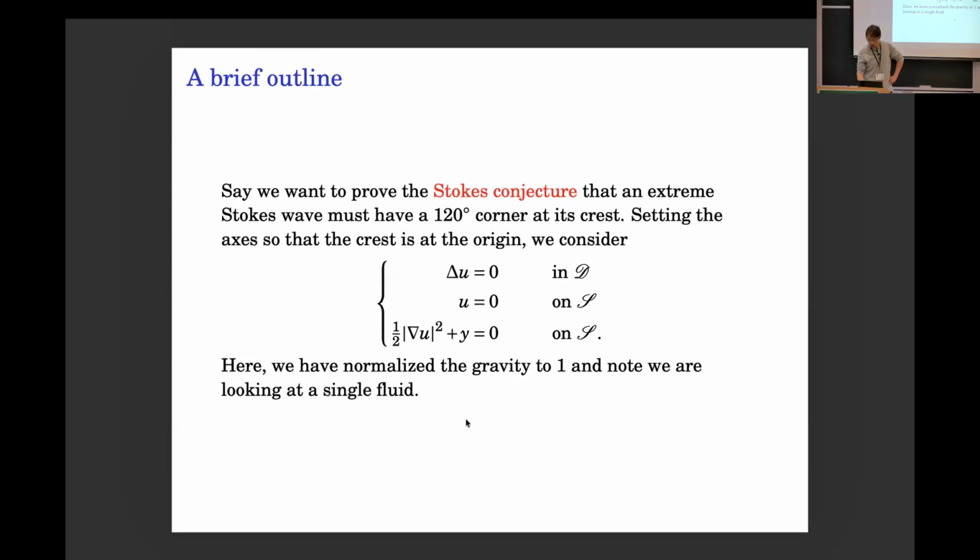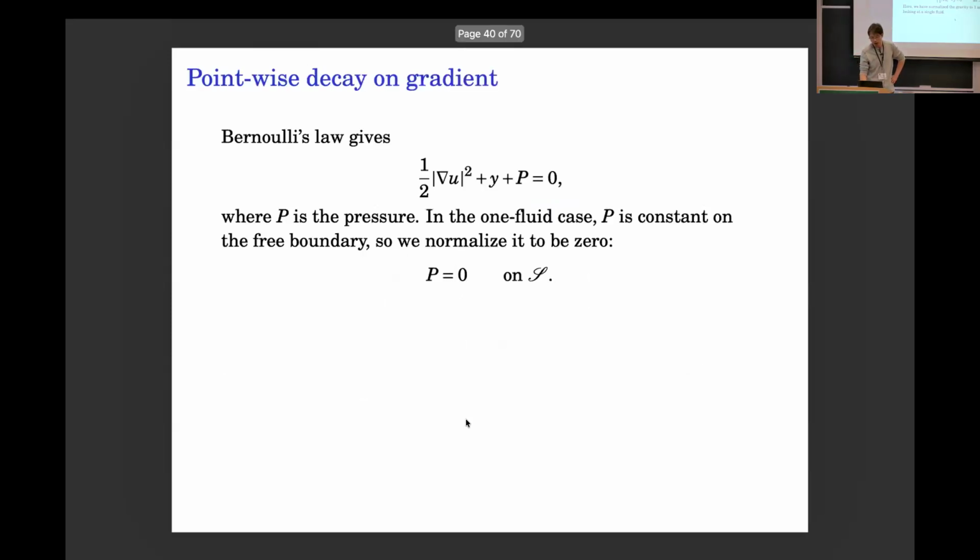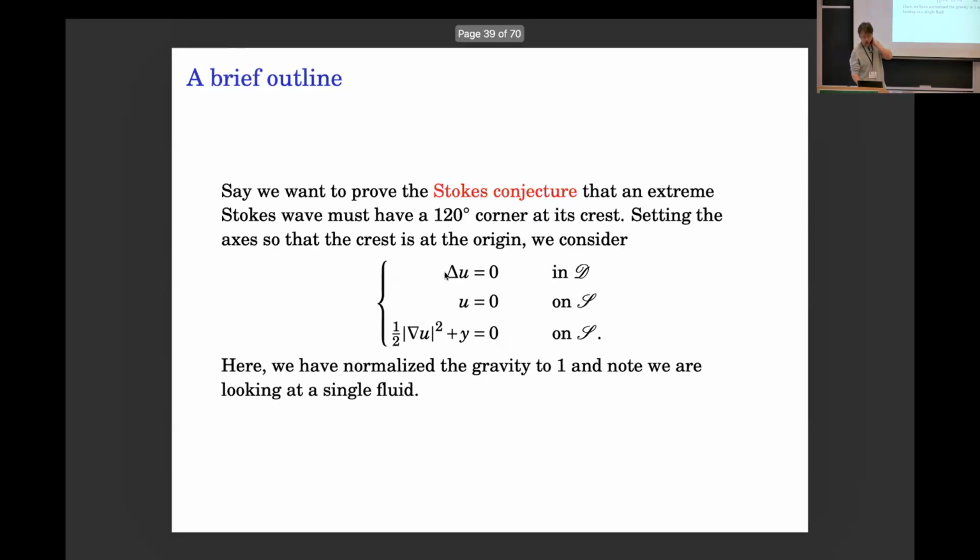Right, so you would like to be able to construct the limiting solutions, and then you look at the limiting solution, you want to show that the limiting solution will give you a 120-degree surface. But how do you ensure the existence of a limiting solution? You would need some kind of a bound, and the bound naturally comes from the pointwise bound of the gradient.